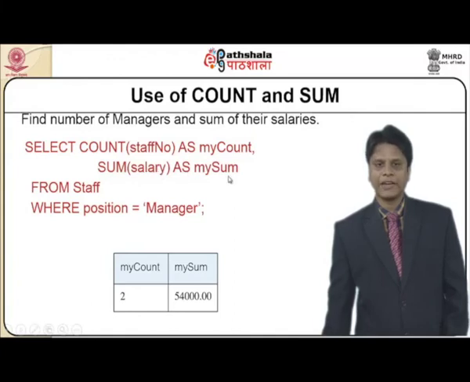But for staff number, I have to take out the position as manager. So select count of staff members who hold a position as manager in my staff table, and that should be shown as my count. As far as the first line is concerned, my count shows 2 people serving as managers, and their total salaries are 54,000.